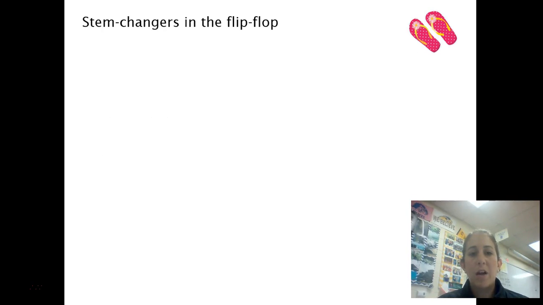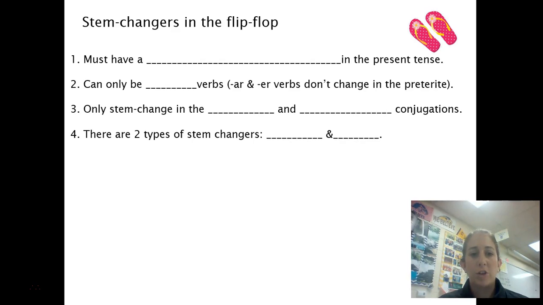Next step, let's go ahead and talk about our stem changers and the flip-flop. So remember, in the present tense we have boot verbs, but in the preterite we have flip-flop verbs. So first of all, they must have a stem change in the present tense. If it doesn't have a stem change in the present tense, it is not a stem changer in the preterite.